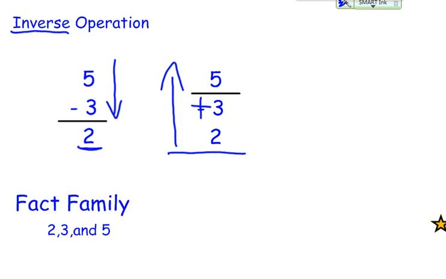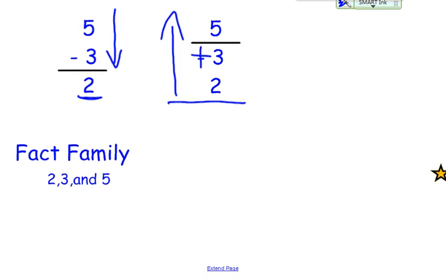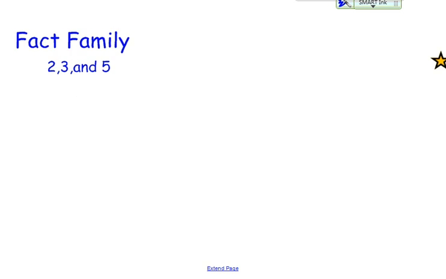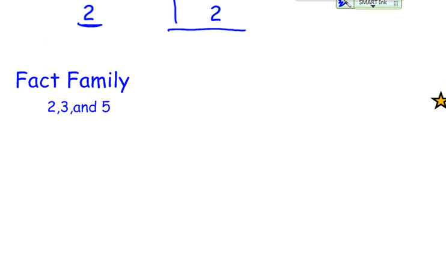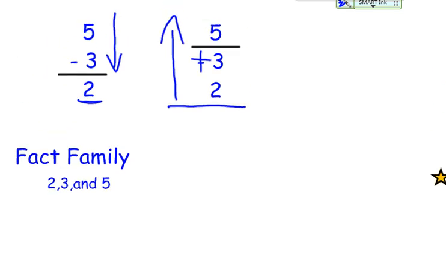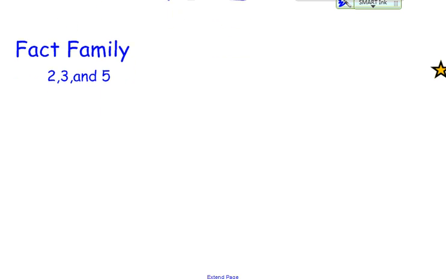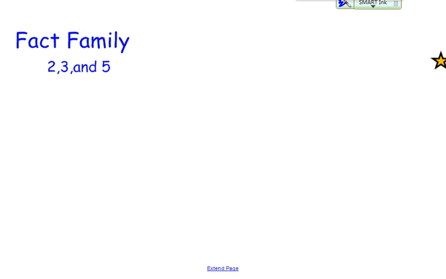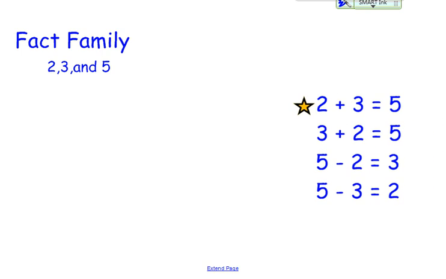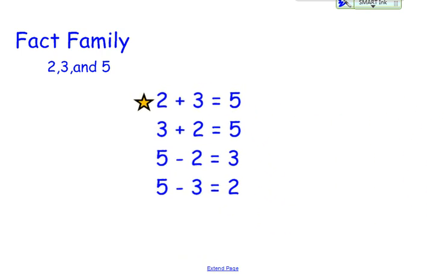Because of inverse operation, we have something known as fact families. And we get a relationship between different numbers. We started to figure out the fact family of 2, 3, and 5. With our previous problem, we saw that 5 minus 3 equals 2. And with this problem here, we realized that 2 plus 3 equals 5. So there must be a greater relationship between all three of these numbers. And it's going to look something like this.